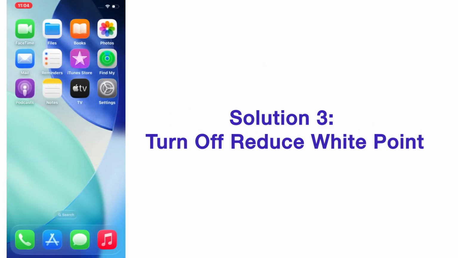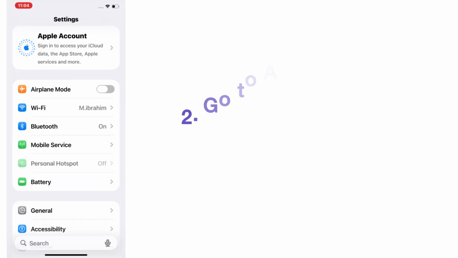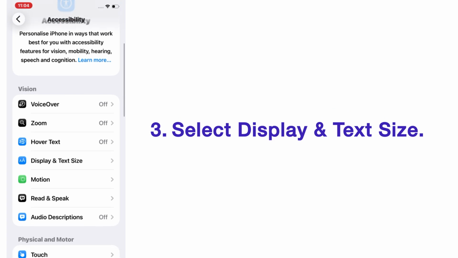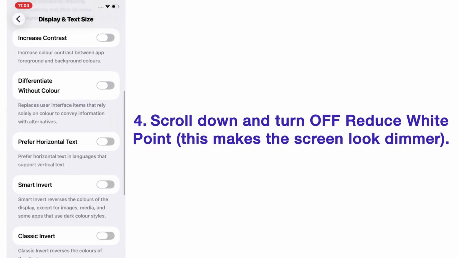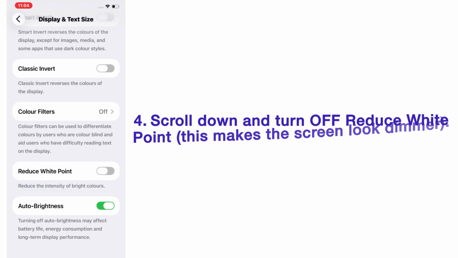Solution number 3. Turn off Reduce White Point. Open the Settings app on your iPhone. Go to Accessibility. Select Display and Text Size. Scroll down and turn off Reduce White Point. This makes the screen look dimmer.